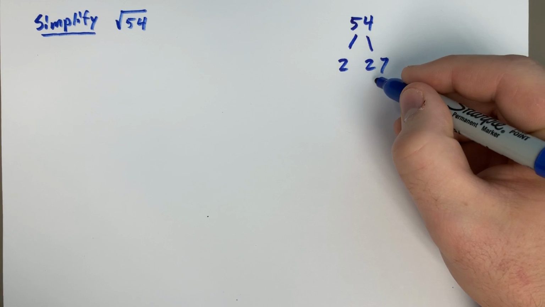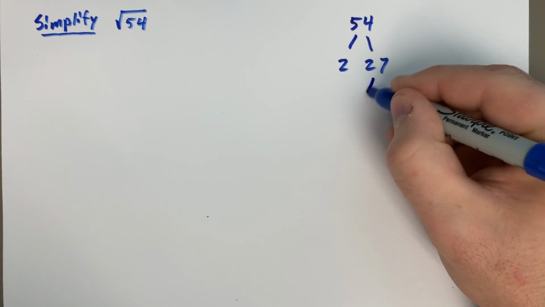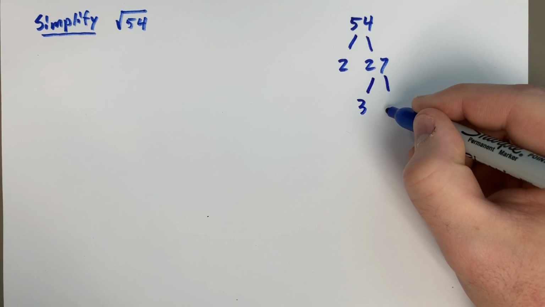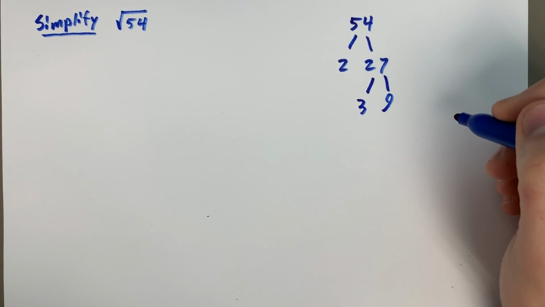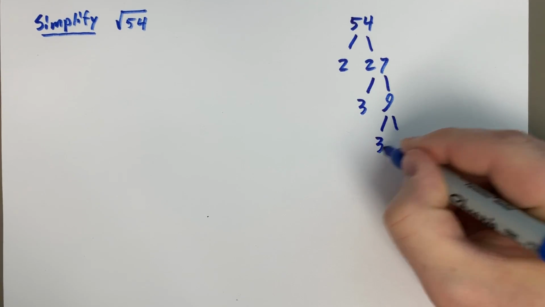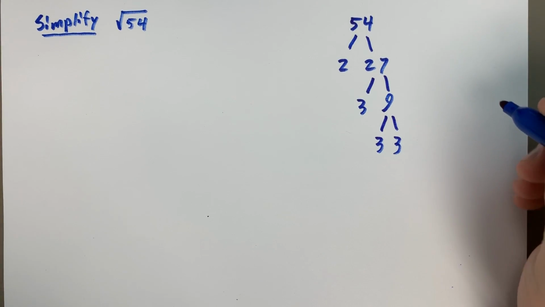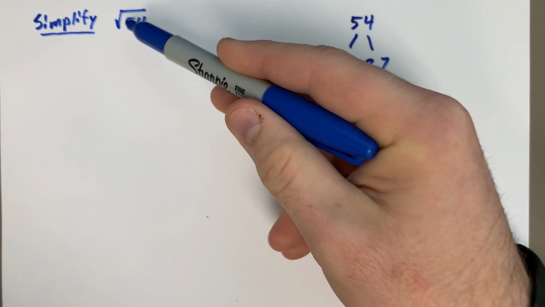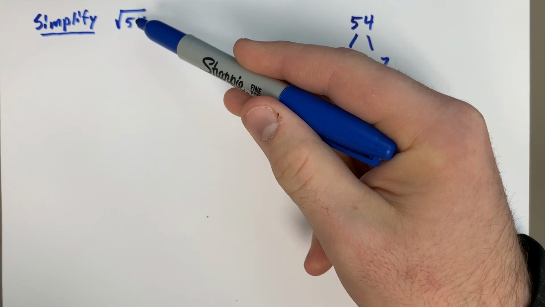In the case of 27, this can be broken down further into, say, 3 and 9. 3 can't be broken down any further because it's prime, but 9 can be broken down into 3 times 3. So now here's the important thing regarding this radical. This is a square root.